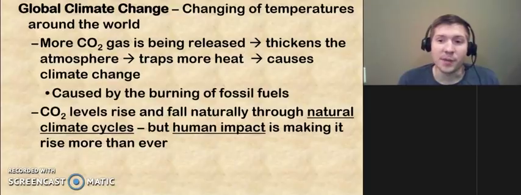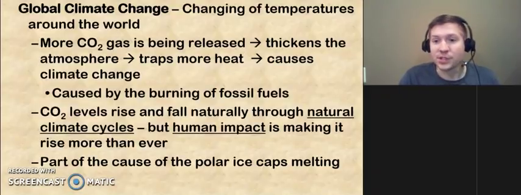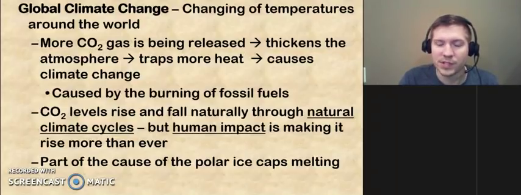Oftentimes people will say, well, CO2 levels go up and down all the time, and that's true. They do go up and down through natural cycles, but we are making a bigger difference than we have ever seen in Earth's history. And so this is part of the cause of polar ice caps melting, and we'll get to some of its other effects.